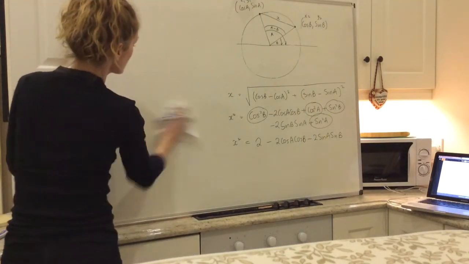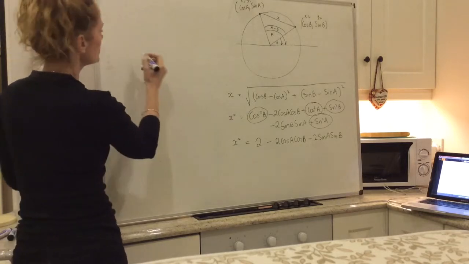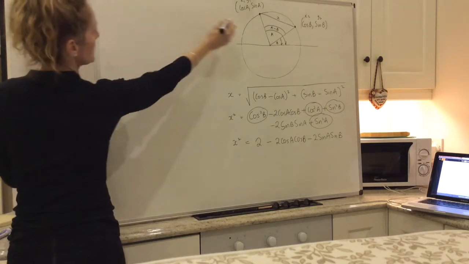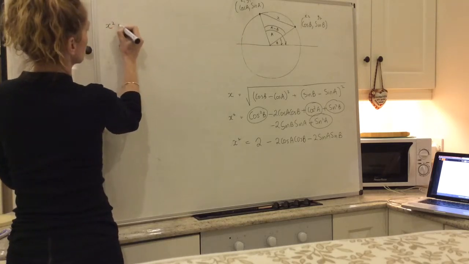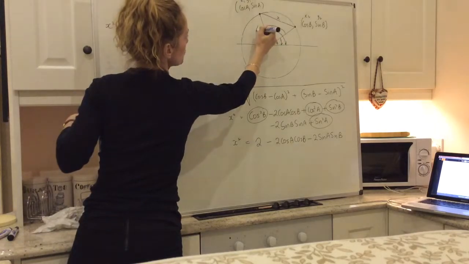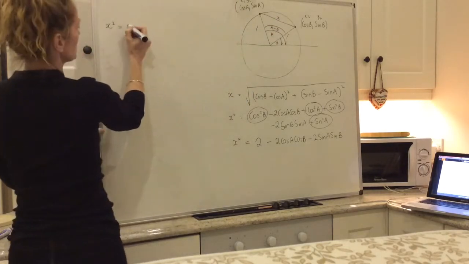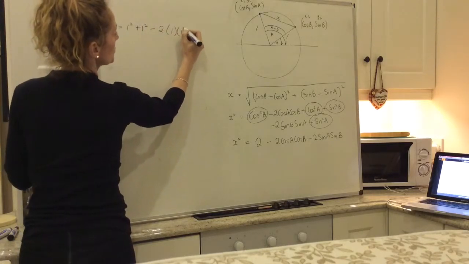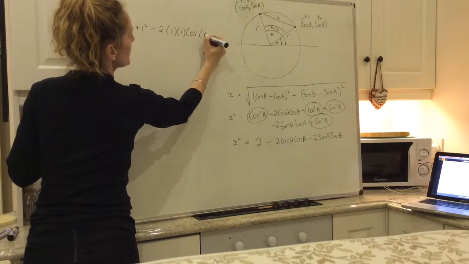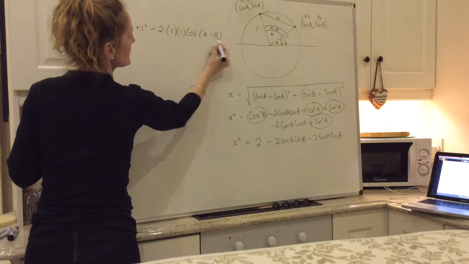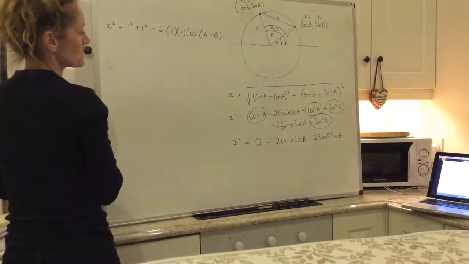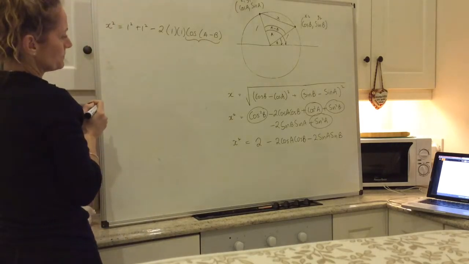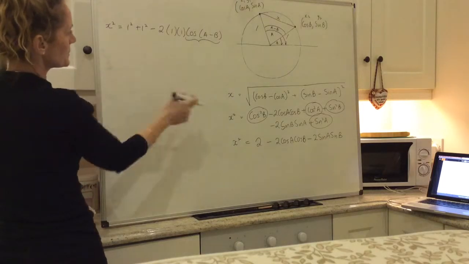So our cosine rule. Remember our cosine rule? Our cosine rule states that x squared is equal to 1 squared plus 1 squared minus twice 1 by 1 times the cosine of A minus B. Remembering that this is what we're looking for. Cosine A minus B is the expression that we want to find. So now we can equate the two of these together.